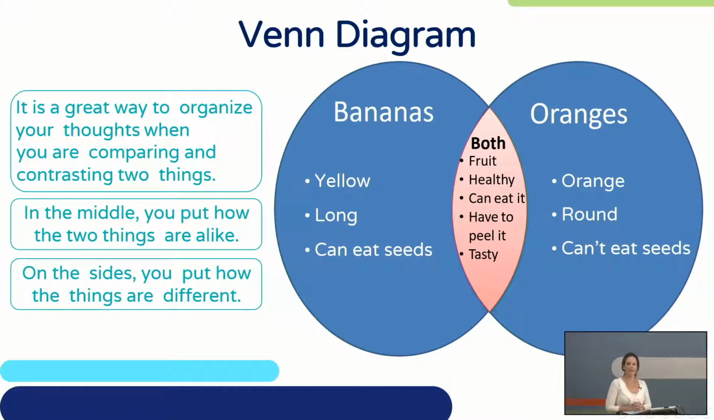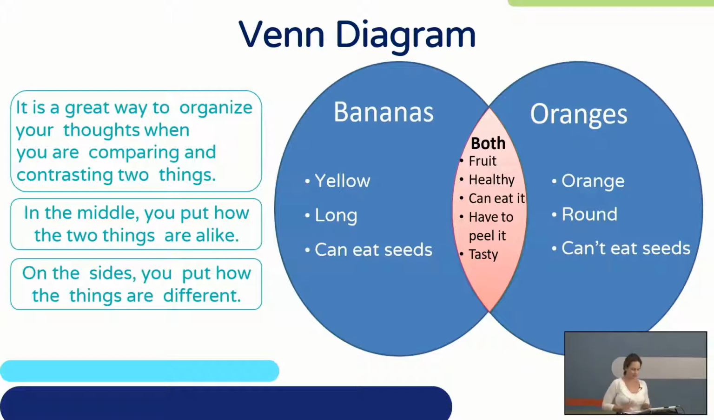Now we're going to look at a Venn diagram. A Venn diagram is a great tool for you to use when you want to organize a text, if you want to know what things are the same and what things are different. So how do you make a Venn diagram? Well, you draw two circles, and on the right circle, you write all the facts about one thing, and on the left circle, you write all the things about that particular object, and in the middle, you write the things that they have in common, what they both share.